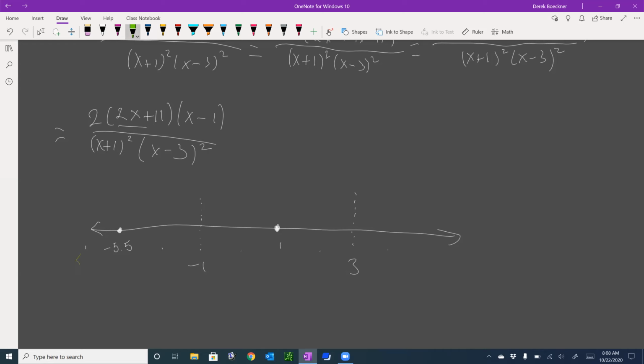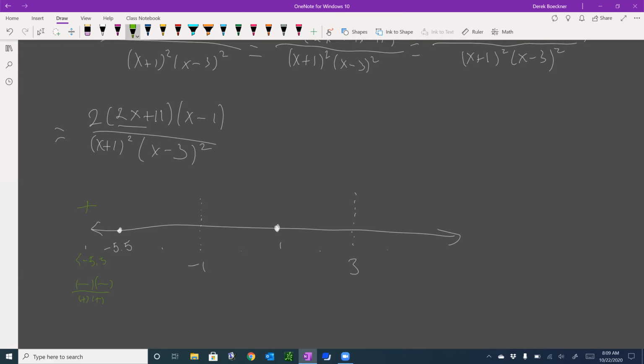So let's put in something that's less than -5.5. If I do something less than -5.5, that means 2 times it is less than -11. So this would be a negative value in that first place in the numerator, right? I also take a negative and I subtract 1 from it. It's still going to be negative there. And it turns out that the denominator is going to be positive no matter what we put in because they're squared, right? So the denominator is not going to tell us anything. It's just going to be what do the two things in the numerator do? And they become positive.